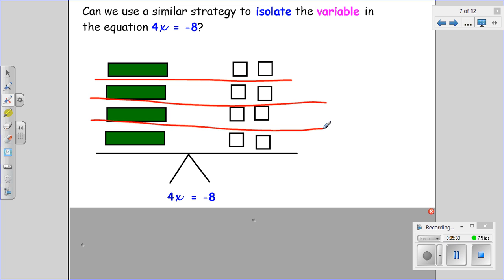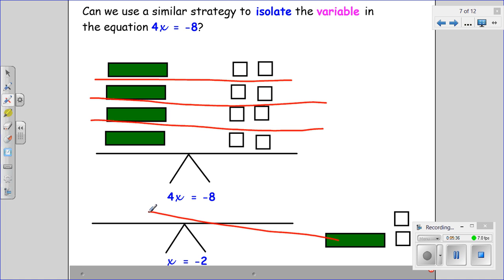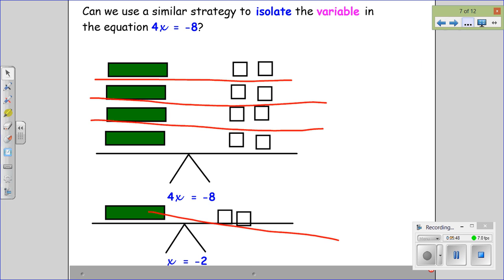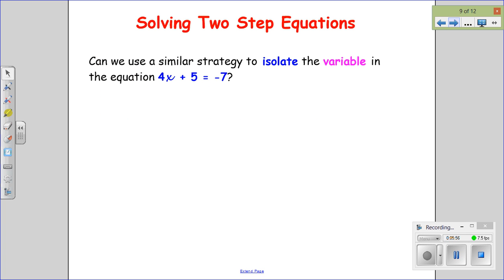Now, if I look at that, I split it into 4 groups. So really what I did was I divided both sides by 4, to end up with x equals -2. Sorry, I'm having trouble moving things here right now. So we divided both sides of our equation by 4.